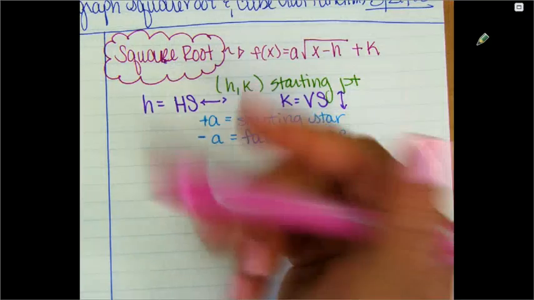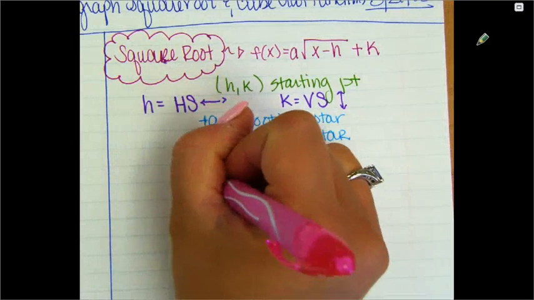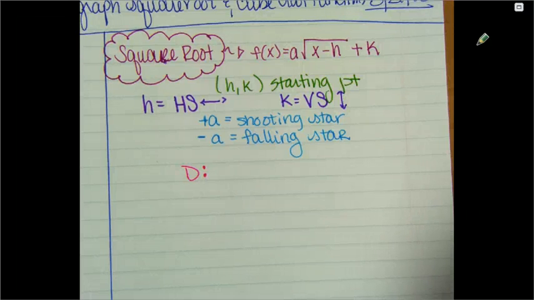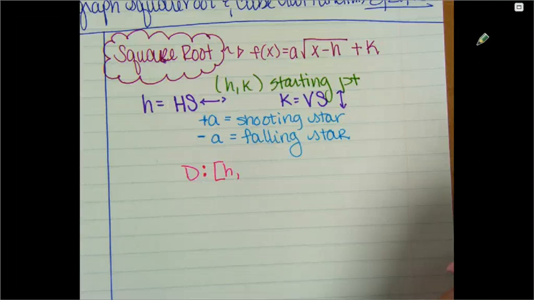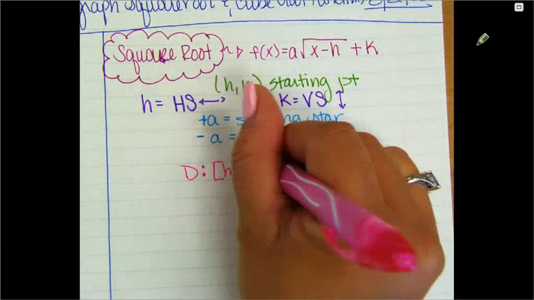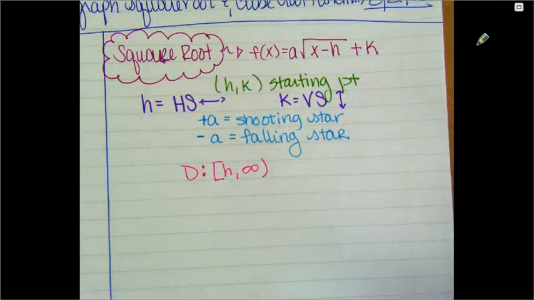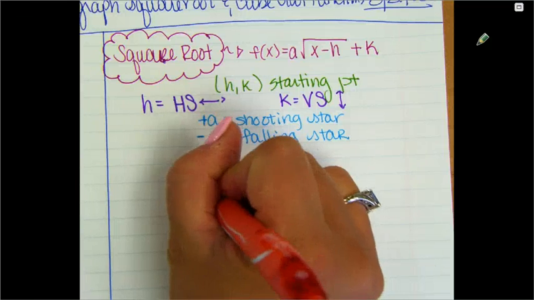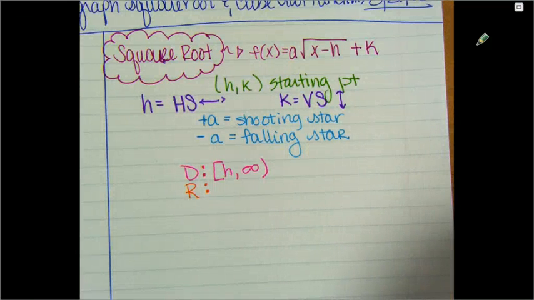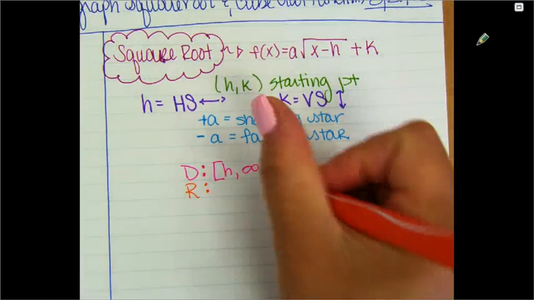Okay, what is domain? Domain is special in this one. What is it referencing? H. To where? Infinity, positive infinity, good. Range is based off what though? It's based off of, I thought I heard it. K.